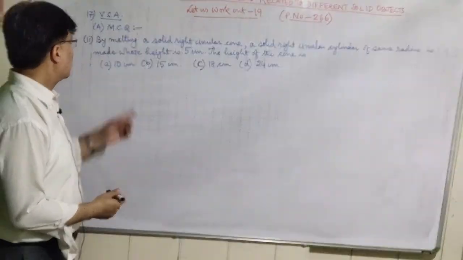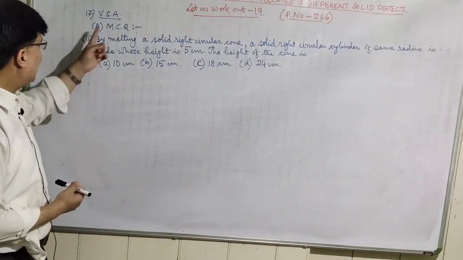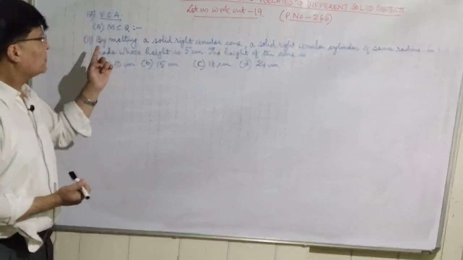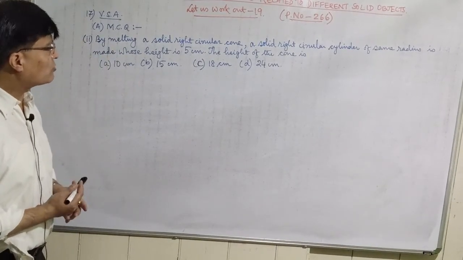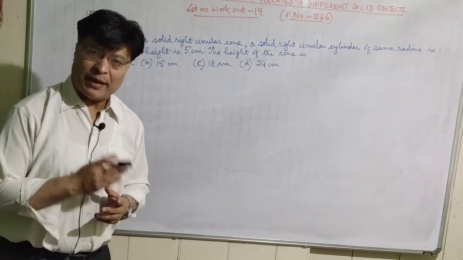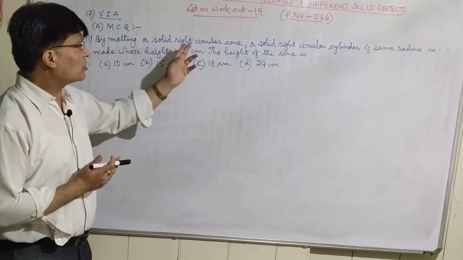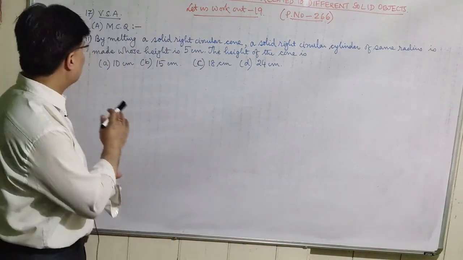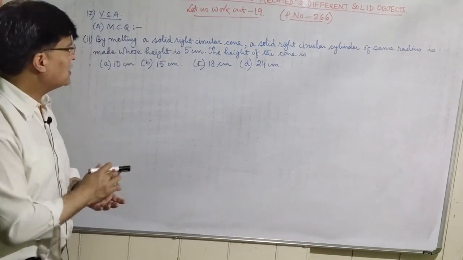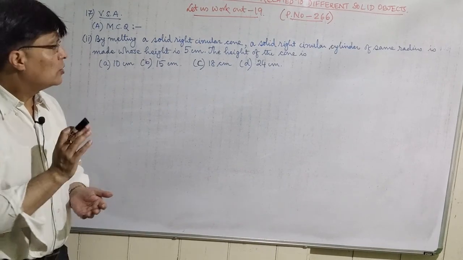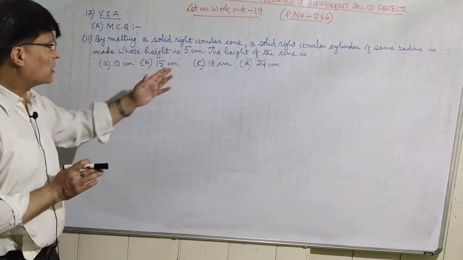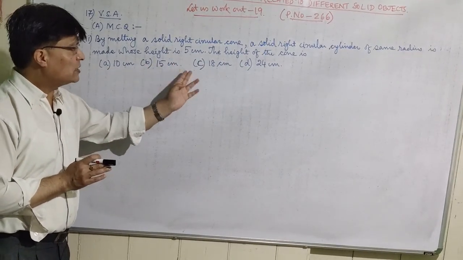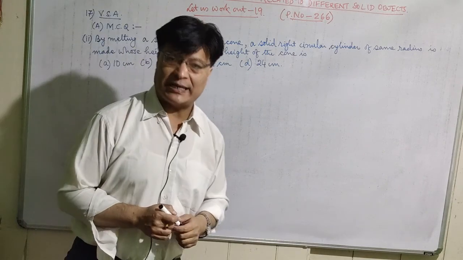Now we'll do the next question, that is 17A number 2. This is also a multiple choice question. Question number 2 is: by melting a solid right circular cone, a solid right circular cylinder of the same radius is made, whose height is 5 centimeter. So the height of the cone is, which is the correct option? A 10 centimeter, B 15 centimeter, C 18 centimeter, or D 24 centimeter.